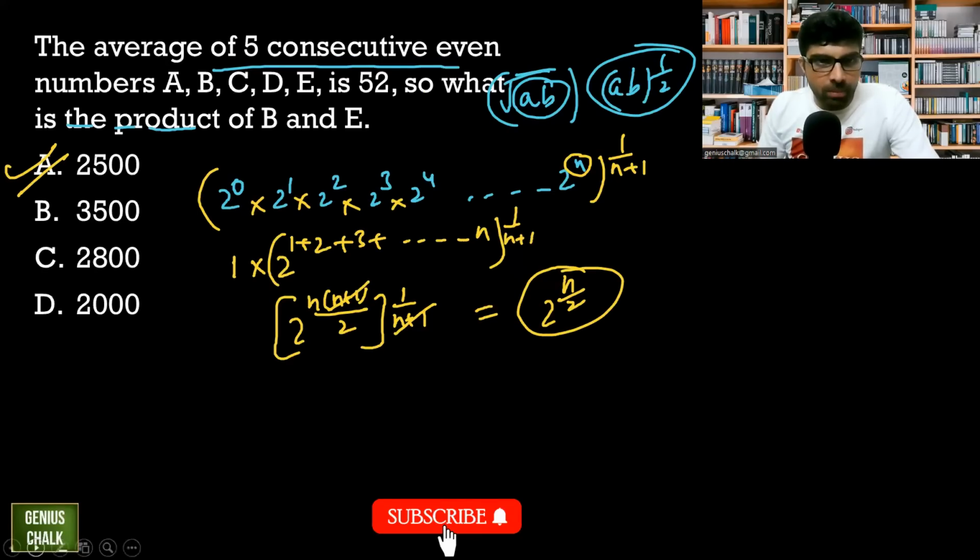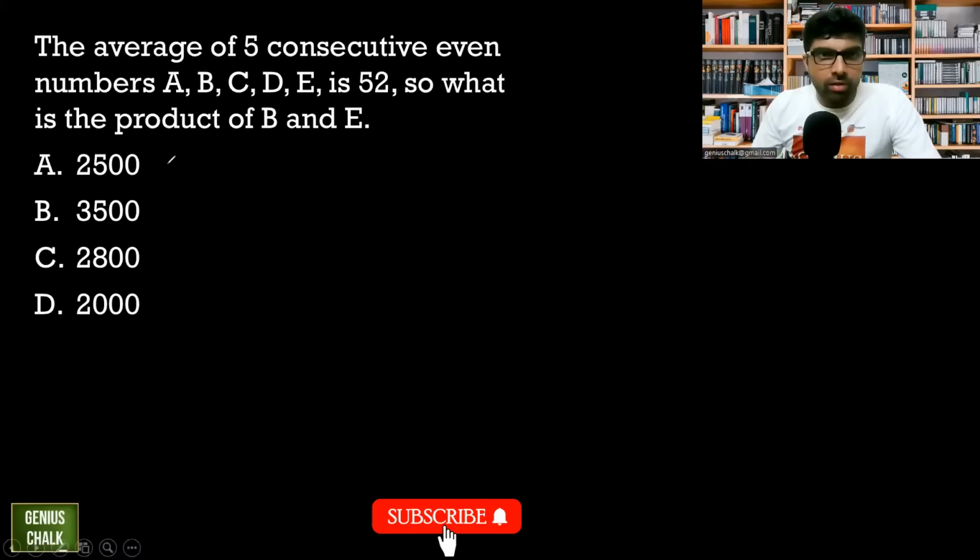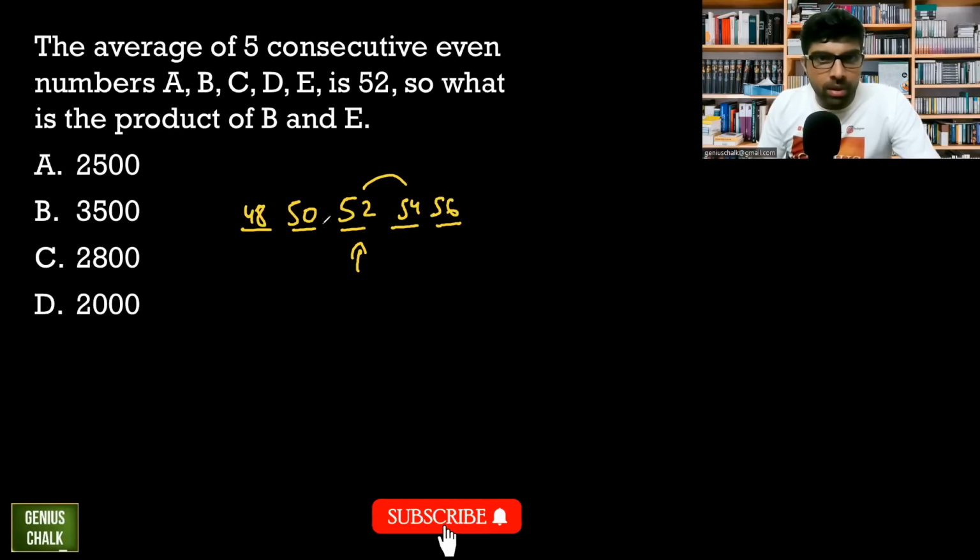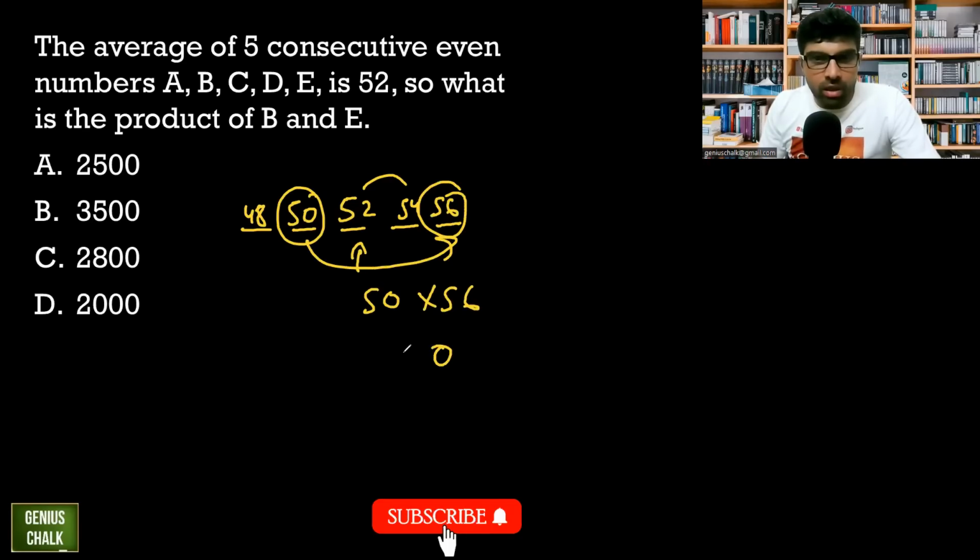This is my answer. Next one, the average of 5 consecutive even numbers, 1, 2, 3, 4, 5, is 52. You see, these are all consecutive even numbers. So third number must be the average. So before this, it should be 50, then 48. After this, it should be plus 2 and plus 2. B and E. This is B and this is E. So 50 into 56. 6 5s are 30. 2800. That is option C.